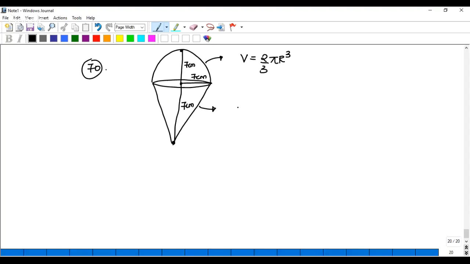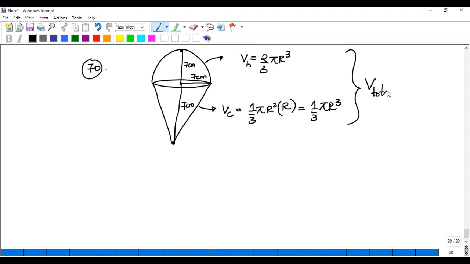And I can find the volume of this cone as 1/3 pi r square h. h is also equal to the radius r, so this is 1/3 pi r cube. So if I want to find the total volume, it is simply pi r cube. So it is 22 by 7, the radius is 7 into 7 into 7. So 22 into 49. That is 22 into 50 is 1100 minus 22, 1078 centimeter cube.